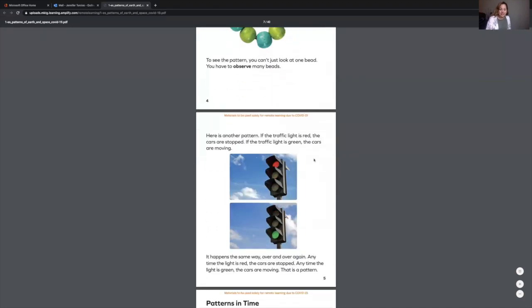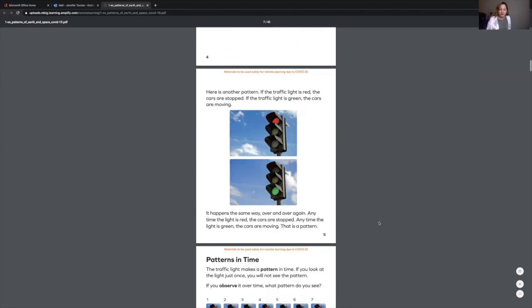This is another example of a pattern. If the traffic light is red, that means that cars are stopped. If it's green, it means that cars are moving. It happens the same way over and over again. So anytime the light is red, the cars are stopped. Anytime the light is green, the cars are moving. And that is a pattern.